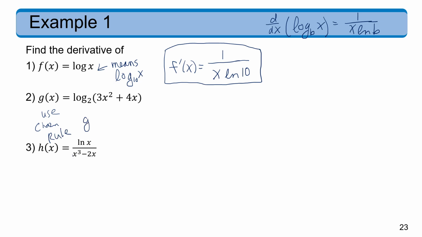So for g prime of x, first let's identify the inner and outer functions. The inner function is what's in the parentheses, which means the outer function is just log base 2 of the inner function. Think of it as the log base 2 function. So we start with the derivative of the outer function, the log base 2 function.